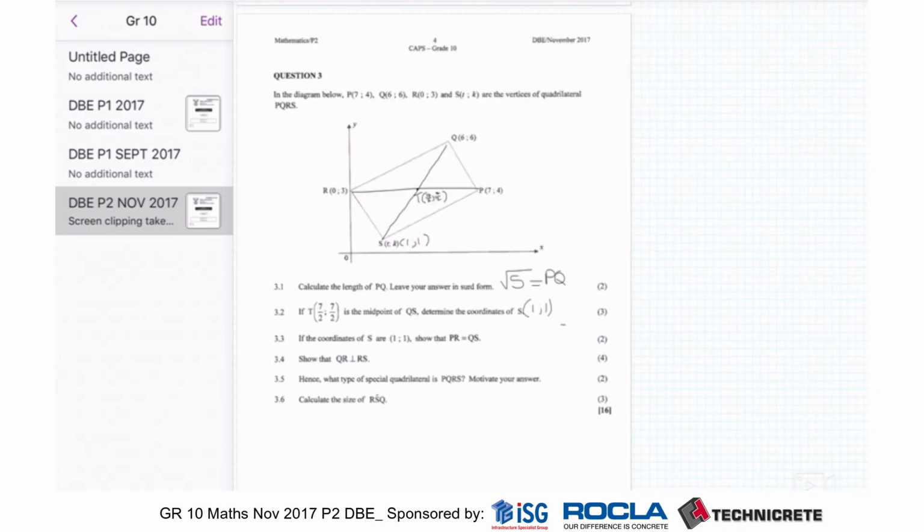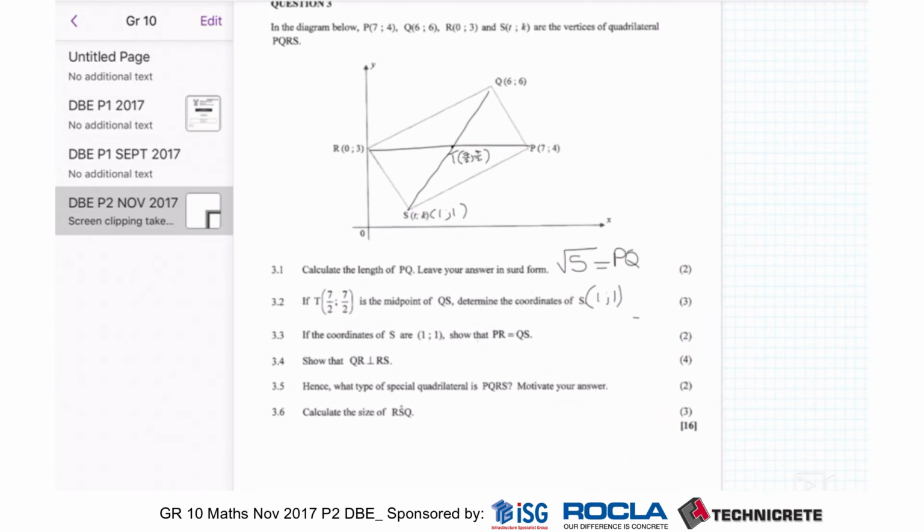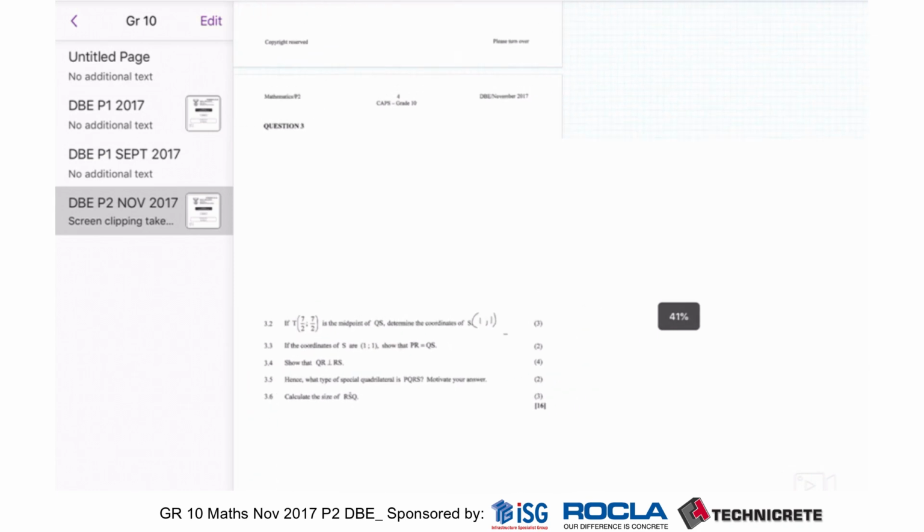Let's look at our next one. So we've been going through quite a lot very quickly. The next one says, and it's very nice that they did this, they tell you that if the coordinates of S are (1, 1), to ensure that you don't lose further marks even if you didn't get the correct value, show that PR is equal to QS. Here is PR and here is QS. I can use the distance formula easily for both.